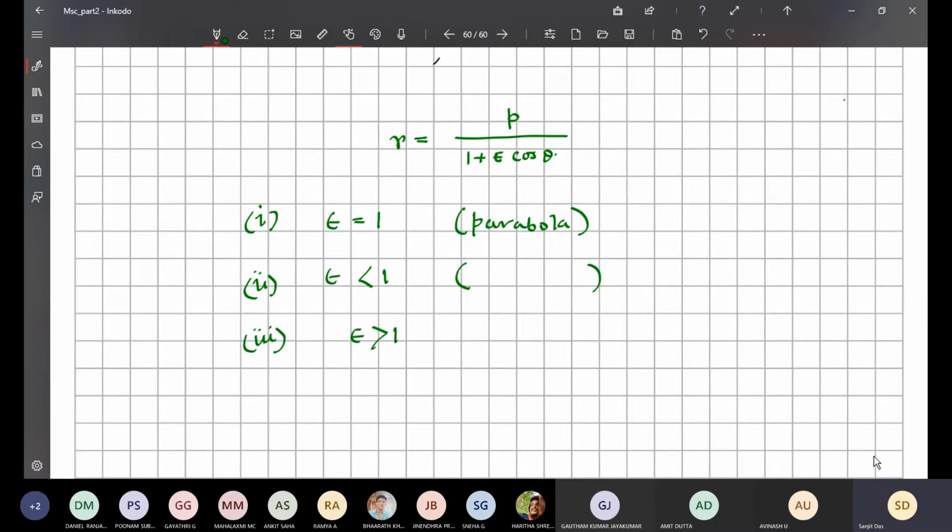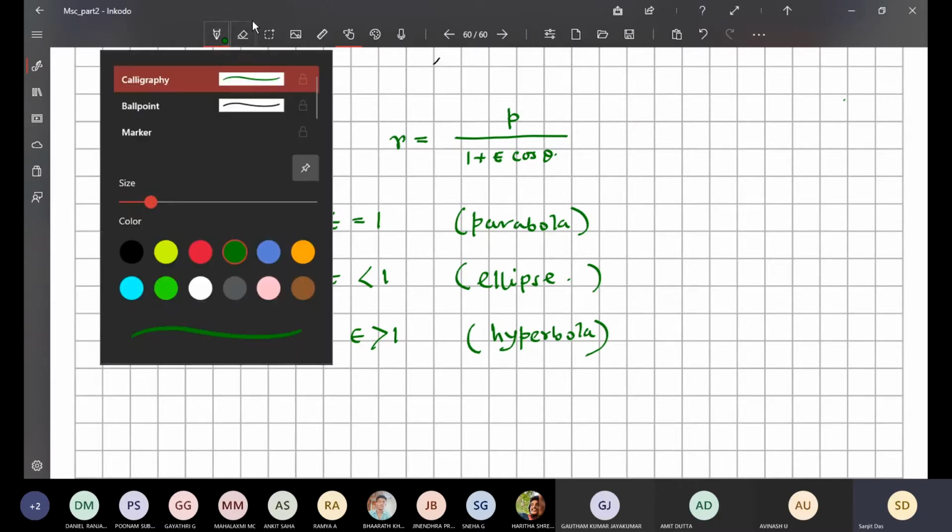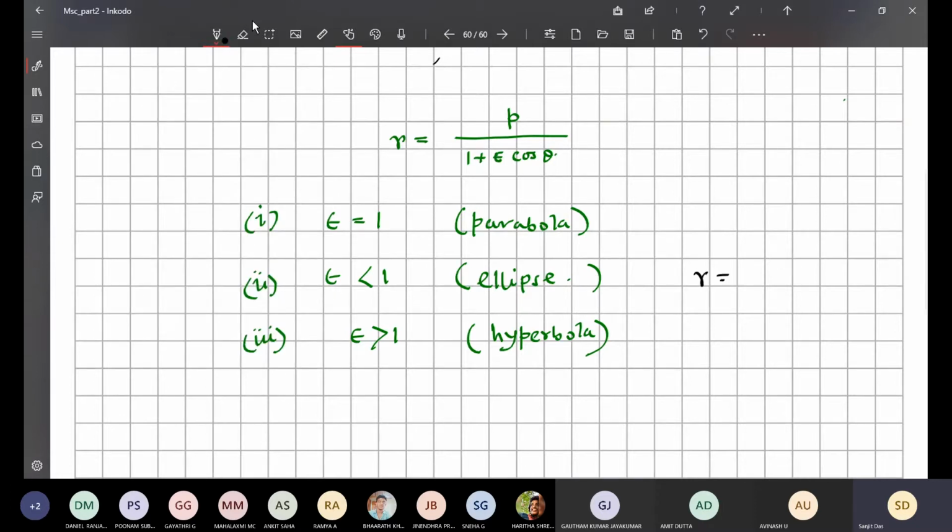Epsilon, if it is less than 1, what will be the trajectory called in the conic section? Ellipse. And greater than 1? Hyperbola. These are the main three categories, and depending on that, you can write it down. So maybe I'm just putting the gist for you. If it is the ellipse, you can write it as.